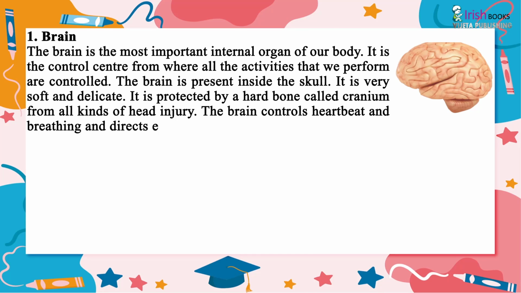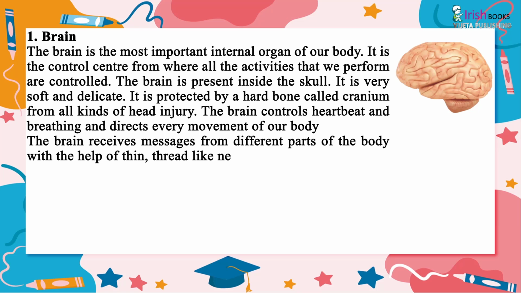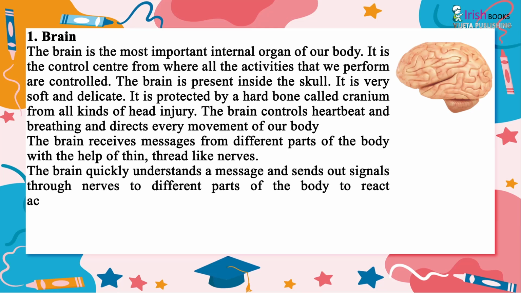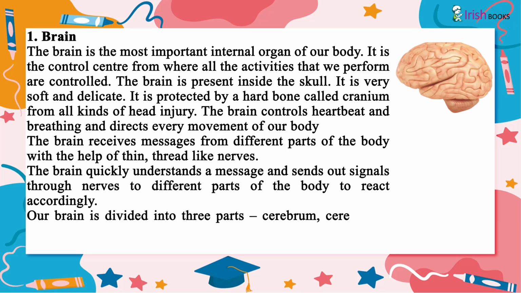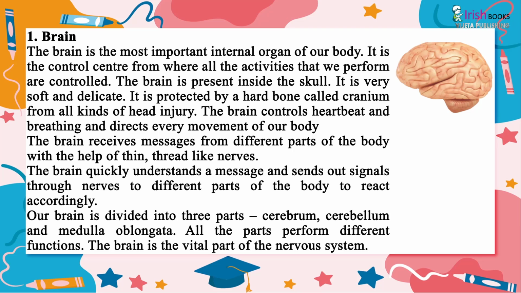The brain controls heartbeat and breathing and directs every movement of our body. The brain receives messages from different parts of the body with the help of thin, thread-like nerves. The brain quickly understands a message and sends out signals through nerves to different parts of the body to react accordingly. Our brain is divided into 3 parts: cerebrum, cerebellum, and medulla oblongata. All the parts perform different functions.